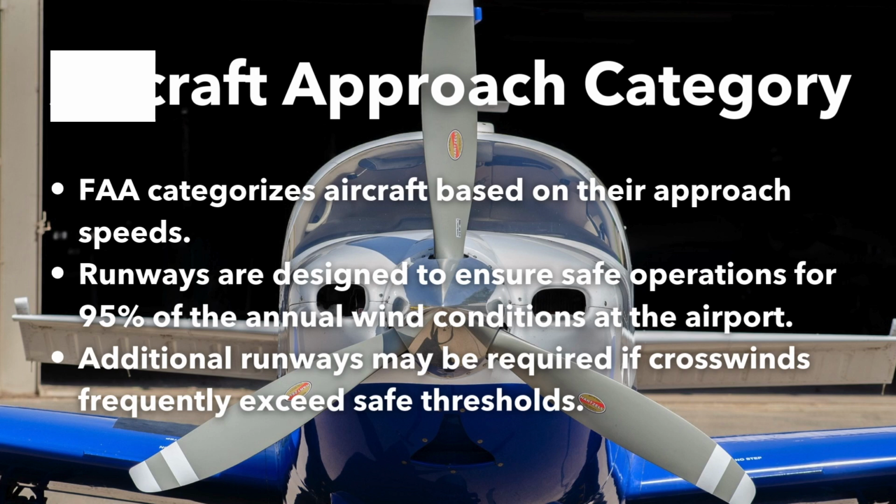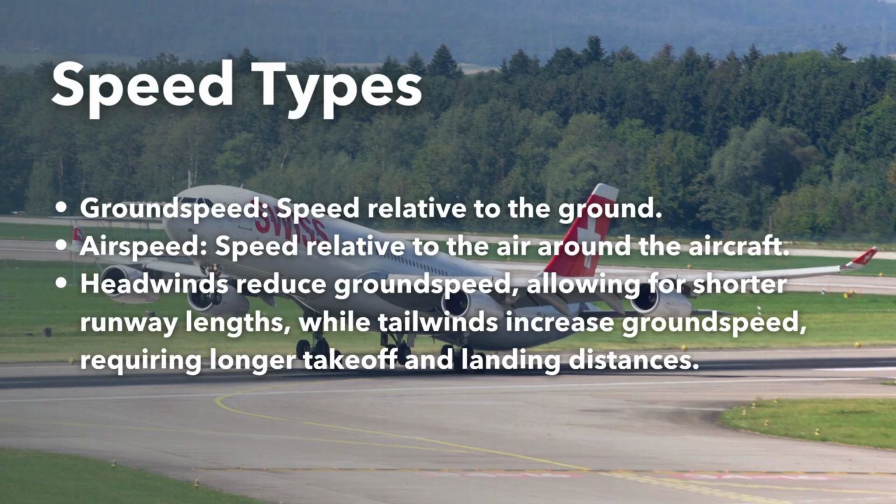Aircraft ground operations are influenced by the difference between ground speed, which is the speed relative to the ground, and airspeed, which is the speed relative to the surrounding air. Headwinds reduce the necessary ground speed for takeoff and landing, while tailwinds increase it. Ground speed directly impacts the length of the runway required for both takeoff and landing.